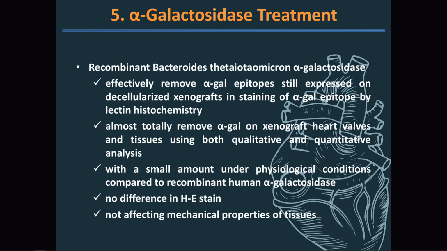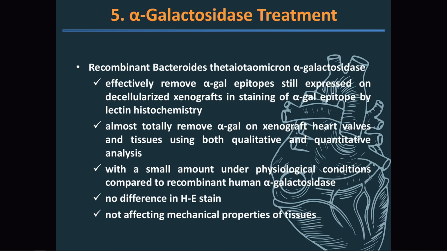So we applied recombinant Bacteroides thetaiotaomicron alpha-galactosidase to effectively remove alpha-gal epitopes still expressed in decellularized xenografts. We proved this in an in vitro study with lectin histochemistry and the Mild-Top method, and in vivo in an alpha-gal knockout mouse.